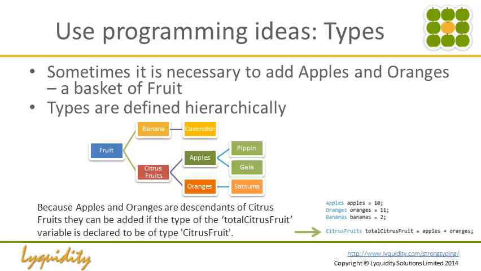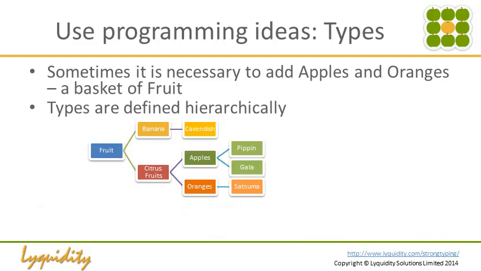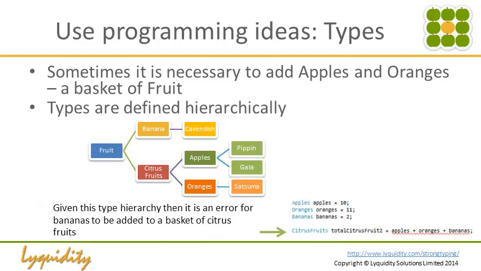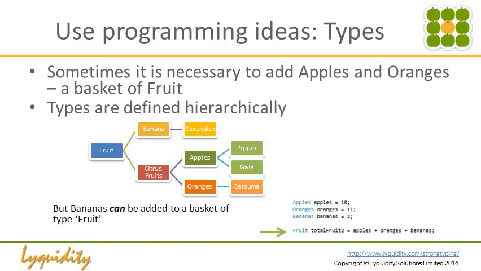As a result, it requires only a simple change to the code so that the total variable is defined to use type citrus fruit instead of apples. Likewise, it is then an error to add bananas to a basket of citrus fruits. But that issue can be resolved by making the basket a basket of type fruit.